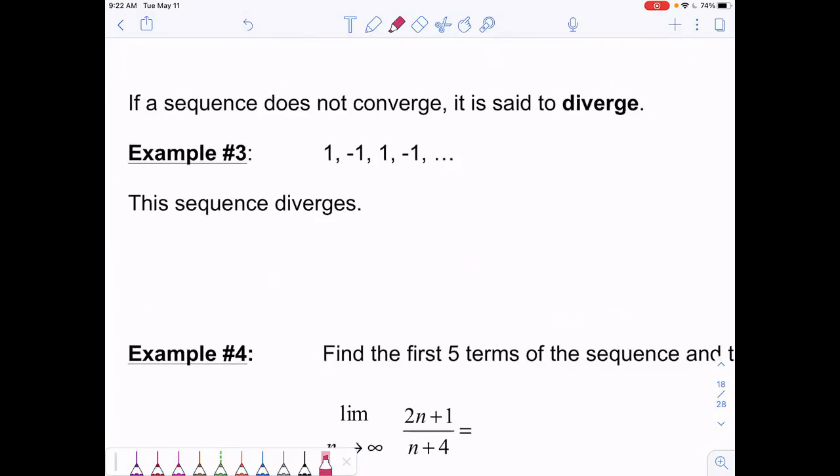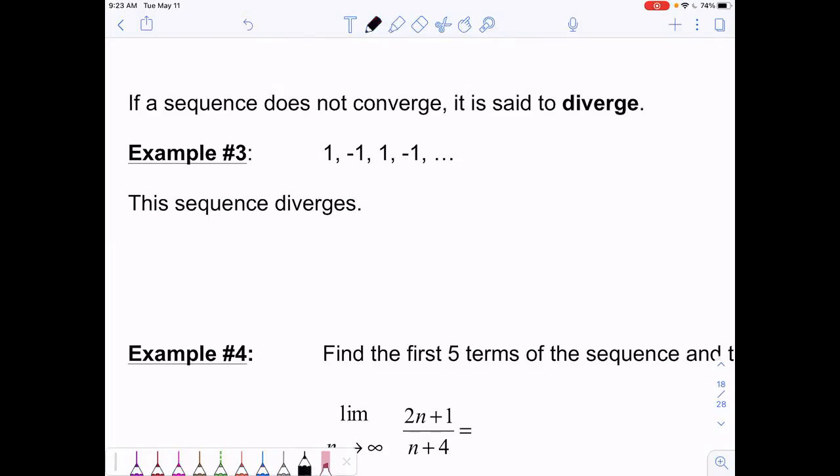If a sequence does not converge, it's said to diverge. So converge means they're getting closer to a number. Diverge, they're not getting close to a number. They're going in opposite directions. In this case, we have a 1 and -1, a 1 and -1, a 1 and -1. So that sequence is just going to go back and forth between those 2 numbers. So we say this diverges. This actually oscillates. We talked about oscillating last week, where it's just going back and forth between 2 numbers. So it's diverging, but it's actually oscillating as well.